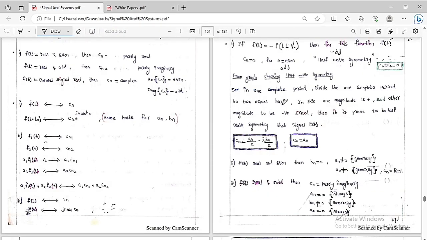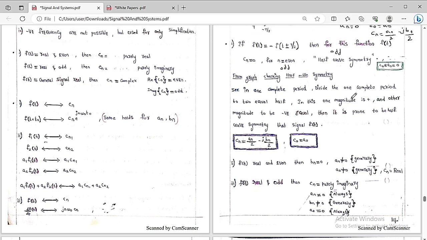See, in one complete time period, divide the period into two equal halves. In this, one half's magnitude is positive and the other is negative and equal, then it behaves like odd half-wave symmetry. It is odd half-wave symmetry for the signal f of t.